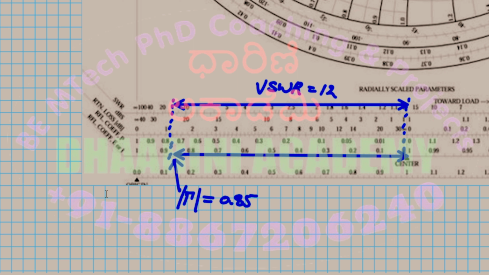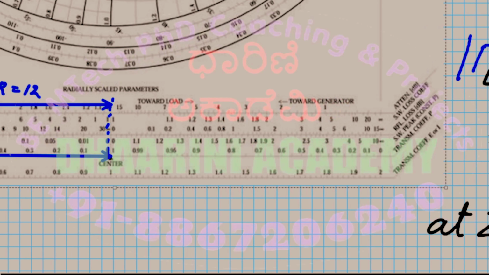The bottommost scale, that is actually the transmission coefficient. There are 5 scales. The first scale is SWR, the second scale is the loss, the third one is the reflection coefficient P, the fourth one is the reflection coefficient E or I, and the last one is the transmission coefficient. If a question comes on the transmission coefficient, we'll be using that. I think it's not visible here, so I'll quickly show you the other side. Now this is visible, right? So these are the 5 scales.